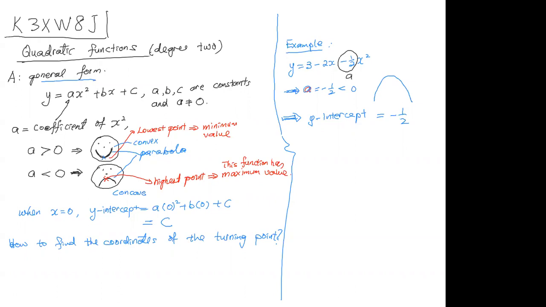But what if I haven't learned differentiation? I still want to find the minimum or maximum point. How to find it? Completing the square. Do you think that process is easy? No. So we always go for a quick one. How? CTS, completing the square.